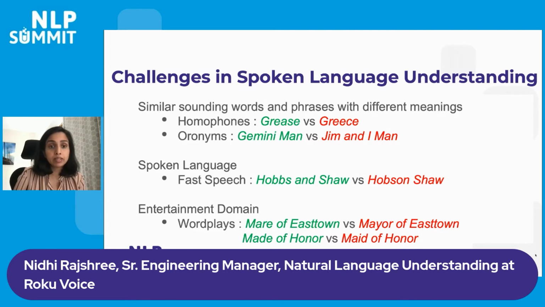In this case, one example is Gemini Man versus Jim and I Man. So those are other kinds of challenges that exist. And then these homophones and oronyms, the effect of this gets aggravated with fast speech in spoken language understanding. For example, we often see that "and" becomes "on", so Hobbs and Shaw becomes Hobson Shaw. And then, of course, the entertainment domain has a lot of creative names and a lot of wordplay. So you have Mare versus Mayor, and Mayor of Easttown and Maid of Honor, spelled differently. And there's an endless list to this.